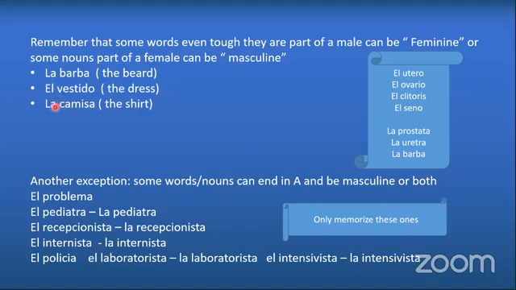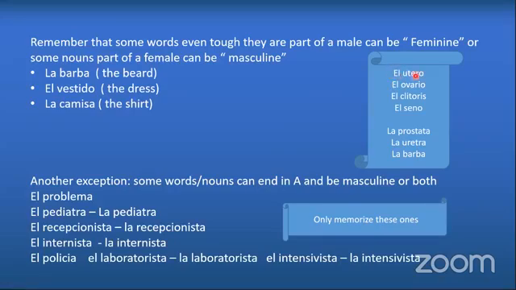Let's see the next one. La camisa. La camisa means the formal shirt that the guys wear when they go to work or meet the boss, right? La camisa is a female noun, grammatically speaking. That's why the article you can see here is la. So even though the guy wears a camisa, it's grammatically a feminine noun. Okay, so to be a little bit more clear about this, let's talk about anatomy here. Look at these examples here.